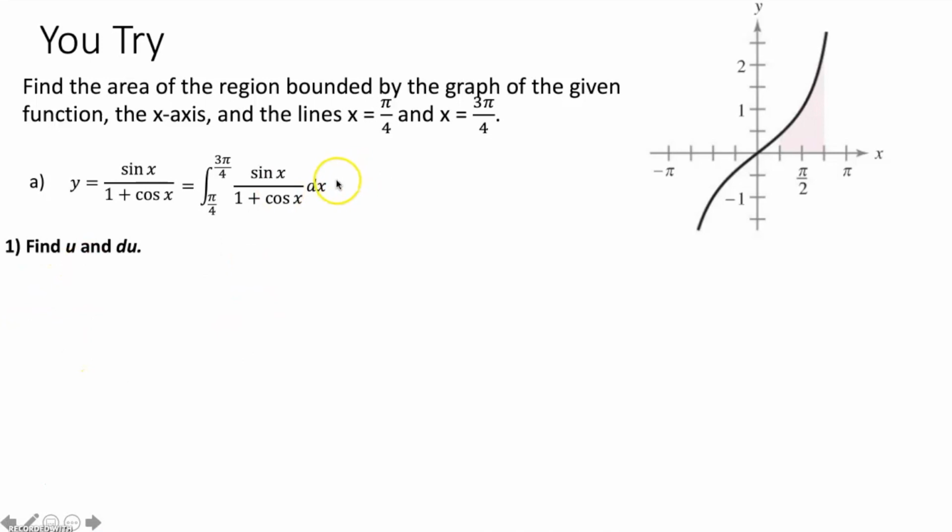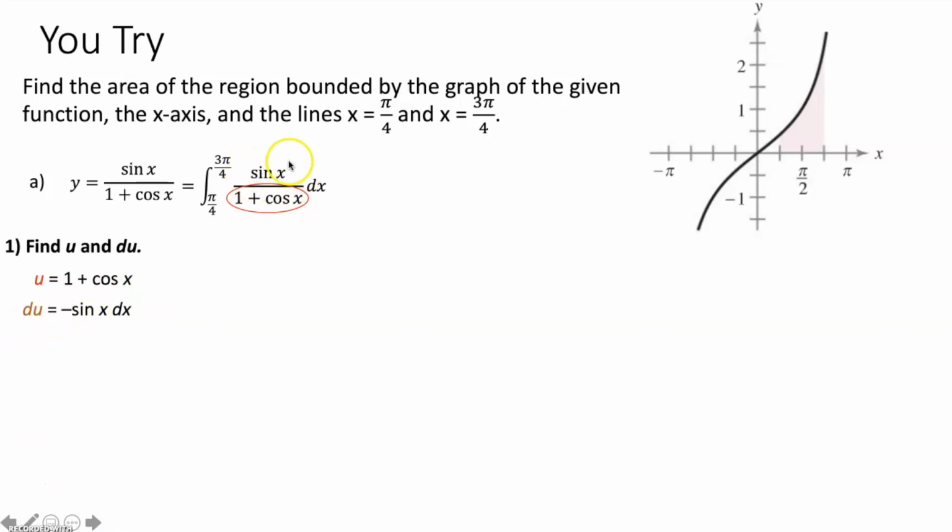Now remember, you want to set u equal to whichever function, if you were to take the derivative of it, would give you the other function. So in this case, I'm going to set u equal to our denominator here, 1 plus cosine of x. The reason is because if I take the derivative of this with respect to x, I get du dx. The derivative of 1 is going to be 0. The derivative of cosine of x is going to be negative sine of x. Multiply both sides by dx, I get du is equal to negative sine of x dx.